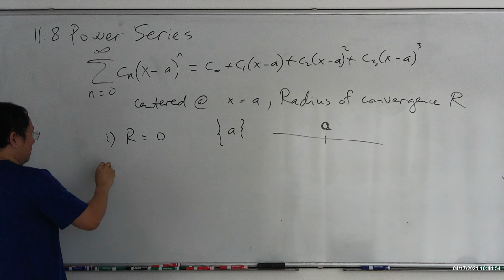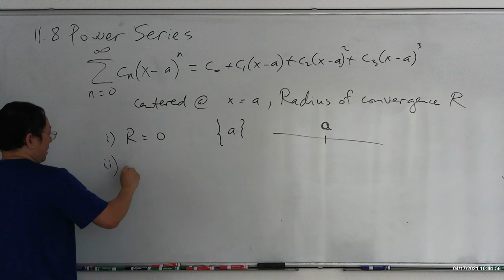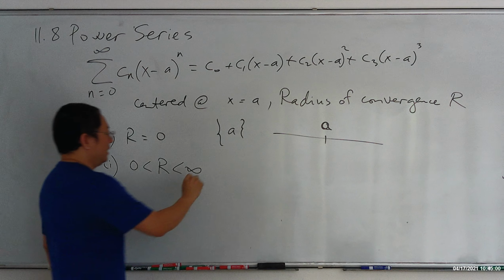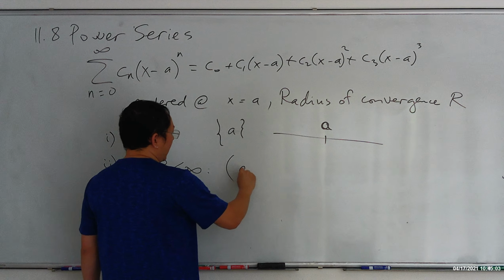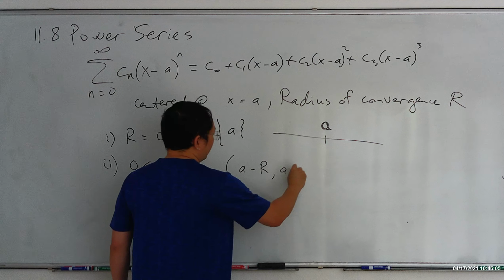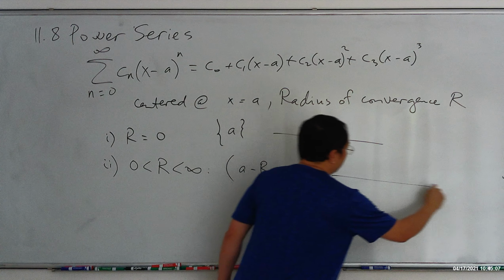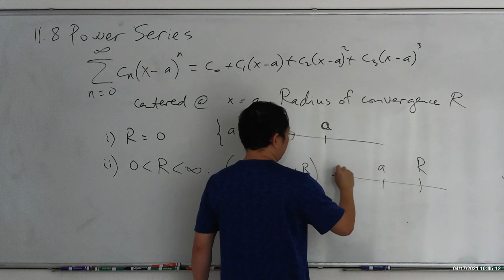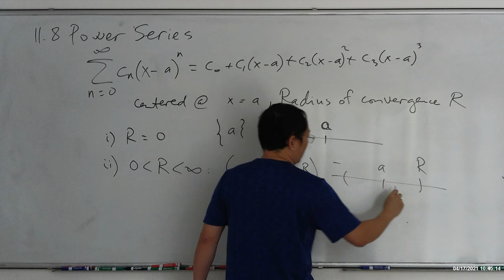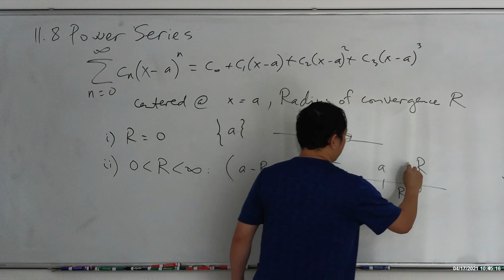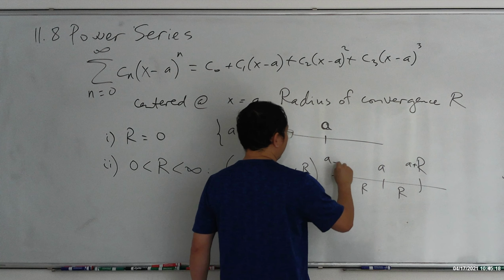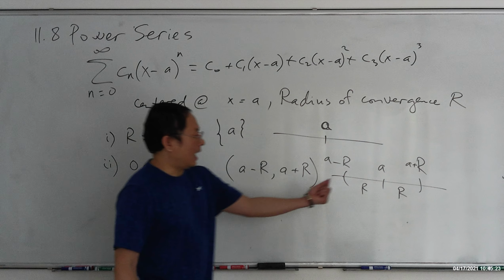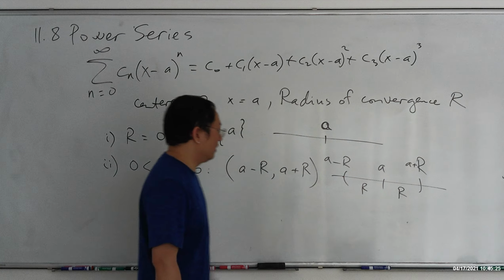In the second case, when r is bigger than 0 but less than infinity, the interval of convergence is going to be a minus r all the way to a plus r. Graphically, a is right here, the center. Go r to the right, this is a plus r, and r to the left, this is a minus r. You go a little bit to the left, a little bit to the right.